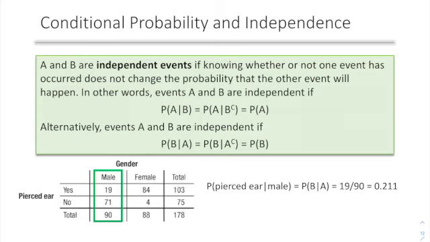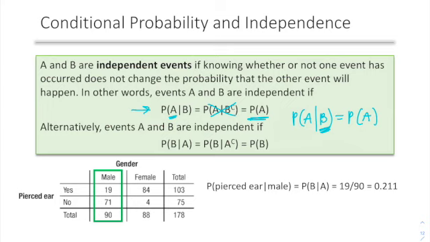Alright, so independence. Events A and B are independent events if knowing whether or not one event has occurred does not change the probability that the other event will happen. So in other words, the probability that event A will happen, given that B already has, equals the probability of A given that B does not happen, which would just be the probability of A. So we're just looking at whether the probability of event A given B just equals the probability of event A, meaning that the known event did not affect the actual outcome of the probability. And then alternatively, switching A and B, probability of B given A equals the probability of B.